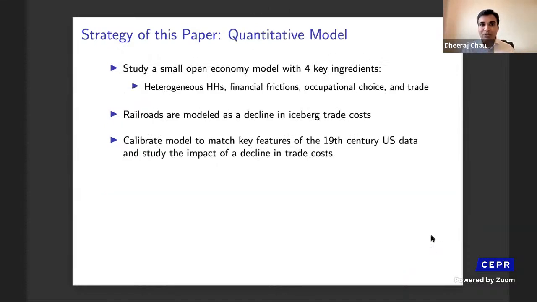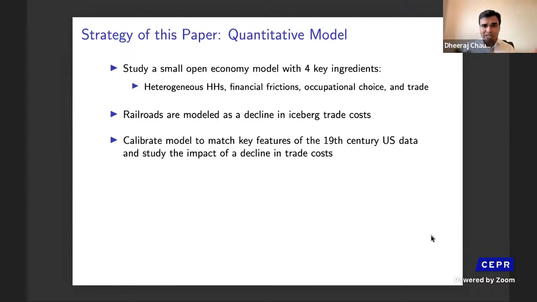So this is a very simple small open economy model. It's a dynamic Melitz model, which has basically 4 key features. Number one, heterogeneous households. That is, households are heterogeneous in their entrepreneurial productivity. Second, occupational choice. Households every period can choose to become entrepreneurs, or they can choose to remain workers by paying a per period fixed cost. And number 3, financial frictions. Households can be financially constrained in expanding their scale of production. And finally, trade. So agents in this small open economy can trade with the rest of the country.